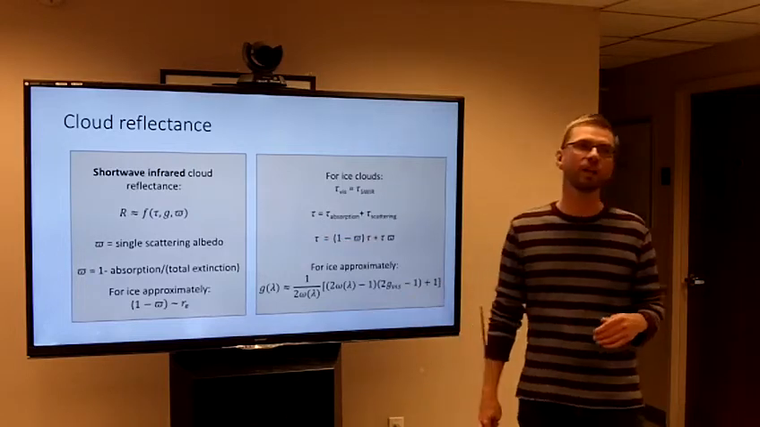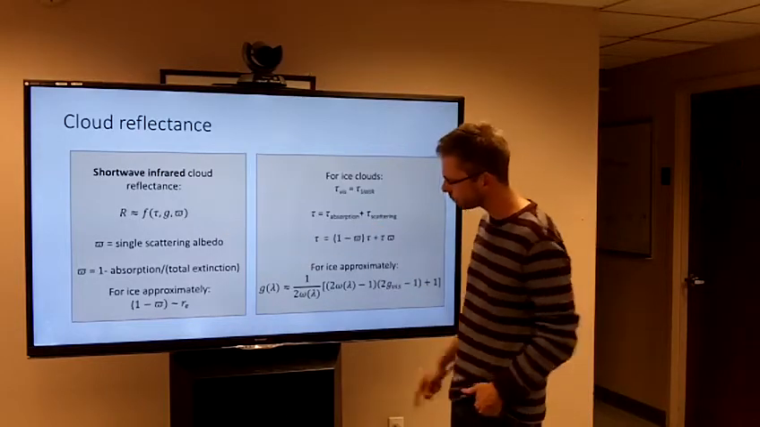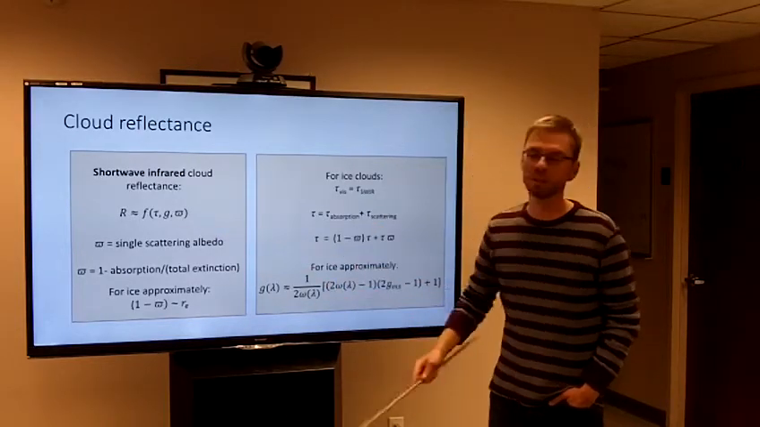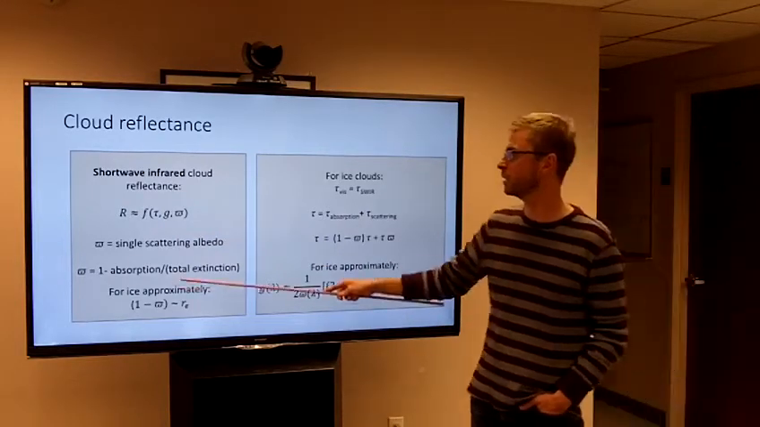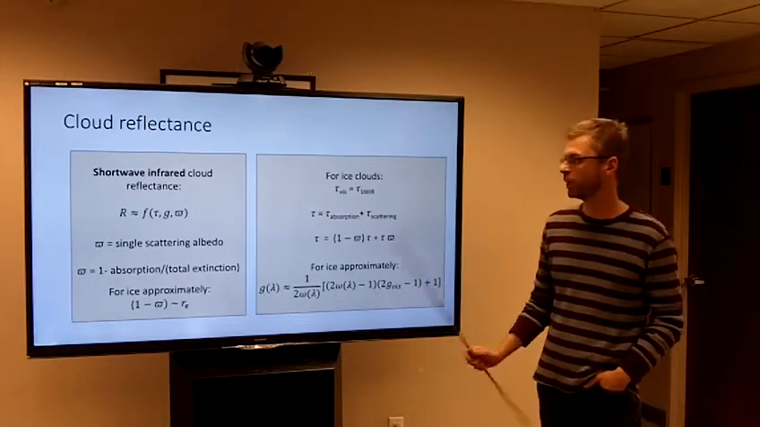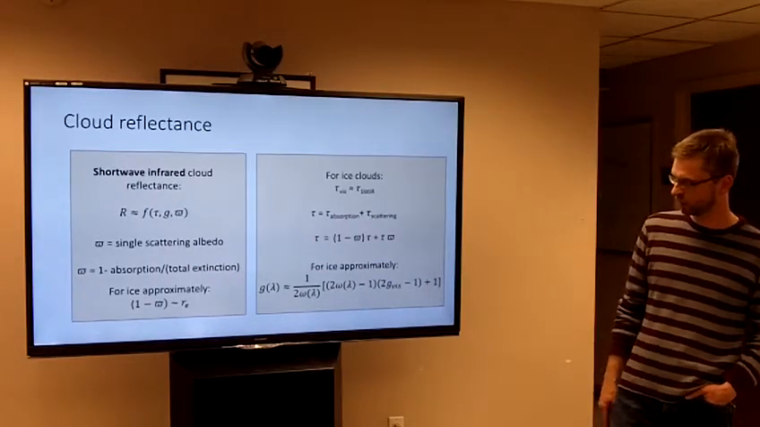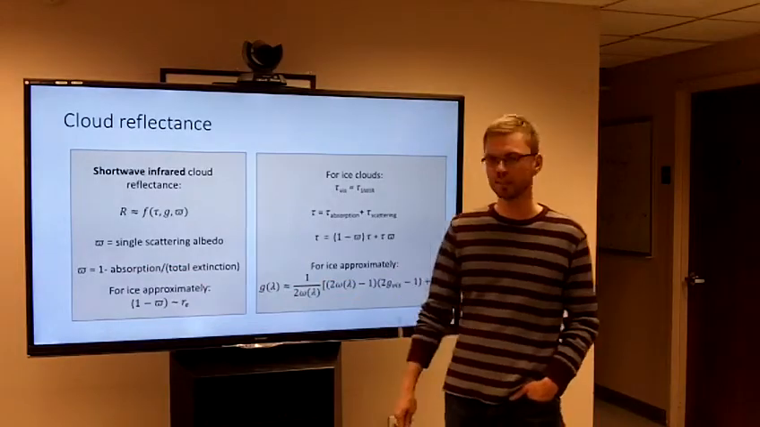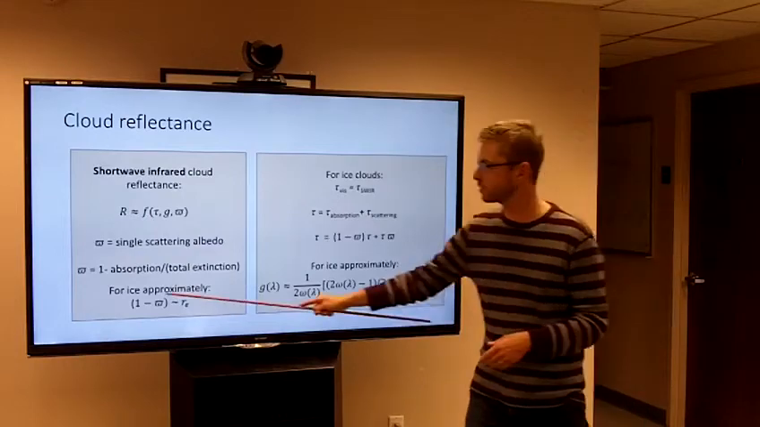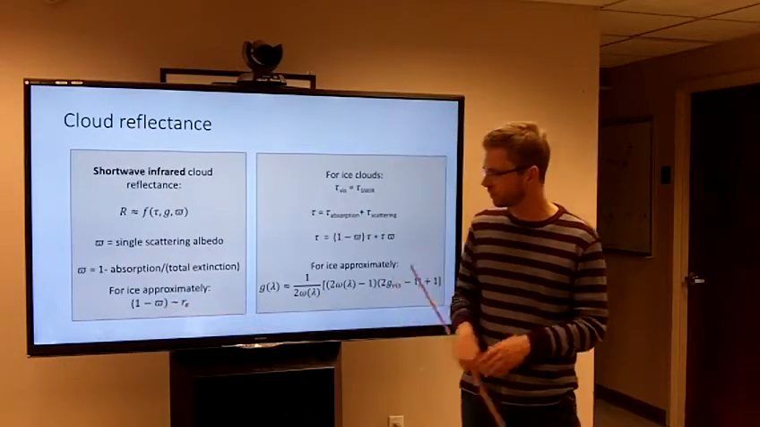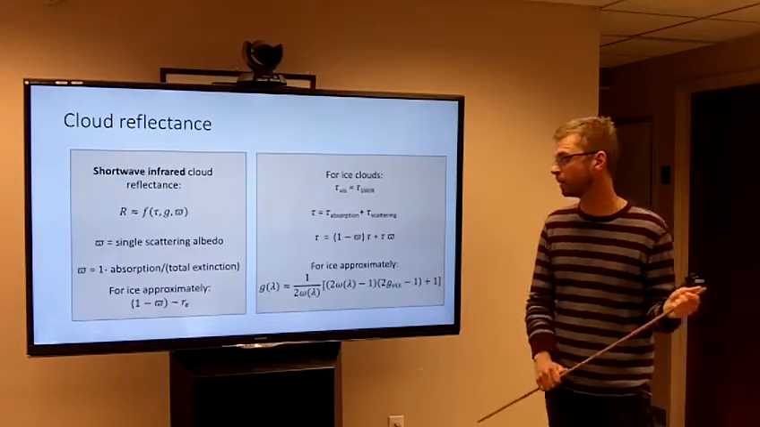So in the shortwave infrared, the reflectance is slightly more complex, and it depends on the optical thickness, the asymmetry parameter, and the single scattering albedo, which is basically the absorption cross section divided by the extinction cross section, or 1 minus that number. And for ice, approximately, what we call the co-albedo, 1 minus single scattering albedo, is approximately linearly related to the effective radius of the ice.